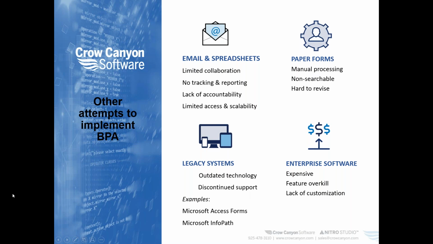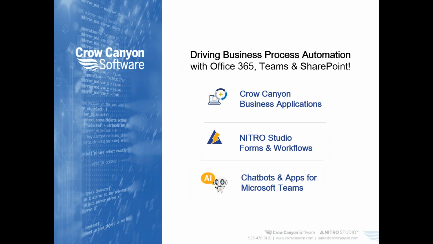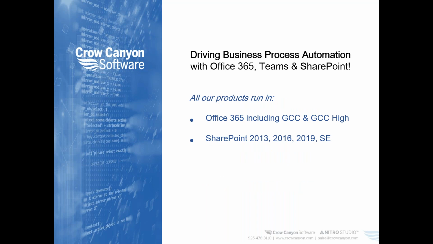So what we do here is we have several ways we work with business process automation. There's our out-of-the-box applications, there's our NITRO Studio forms and workflow platform, and we have chatbots and apps for Teams. And all these can be used, depending on your environment. Our products run in Office 365, the commercial, the GCC, which is the government cloud, and also the GCC High, which is the secure government cloud. We have military and defense contractors using it at that level.